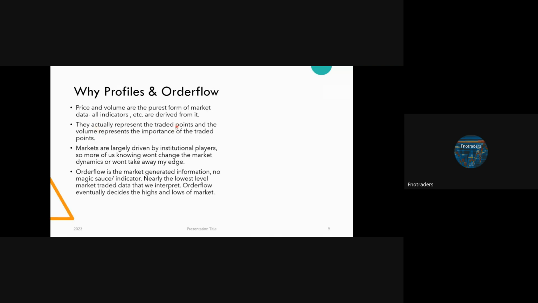Okay, but over a period of time, when you observe certain traded points at different levels, the volume typically represents the importance of those traded points. Whether there are more volumes at a certain point or less volumes at a certain point is typically represented by the volume itself. Okay, markets, as you say, are largely driven by institutional players. So what we're trying to do here is figure out what institutional interest is, where they are trying to trade, whether there are large buyers or sellers at a certain price point, and all we are trying to do is eventually sync up our trades with them. Okay, because we are not the ones driving the markets.